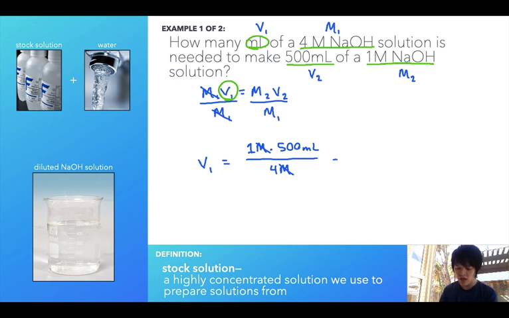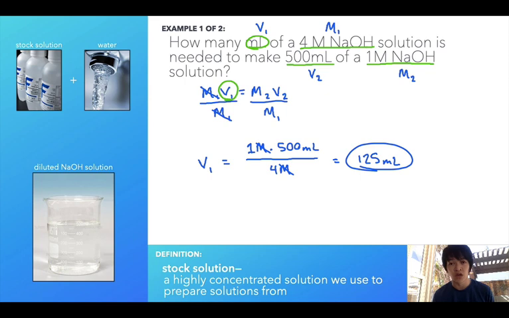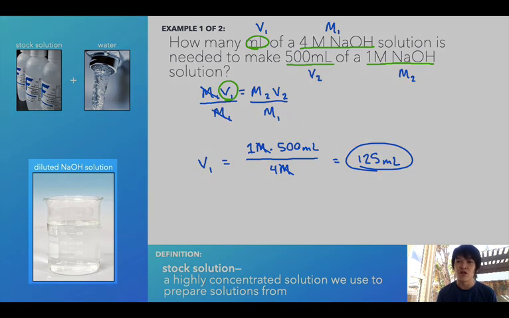So we just type this in a calculator. We have 1 times 500 divided by 4. If you type this in a calculator, this is what you'll get, 125 milliliters. And that's our answer. So to answer this question, we need 125 milliliters of that concentrated 4 molar sodium hydroxide solution in order to make 500 milliliters of a 1 molar NaOH solution.